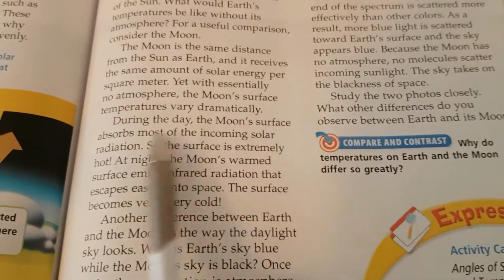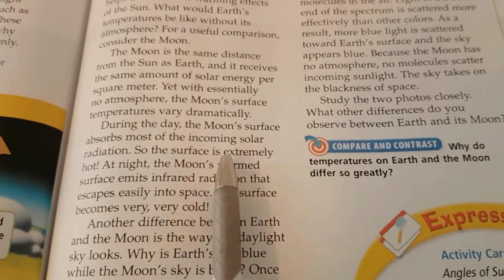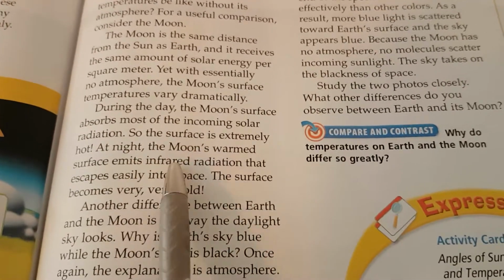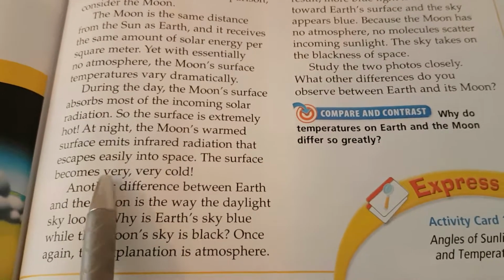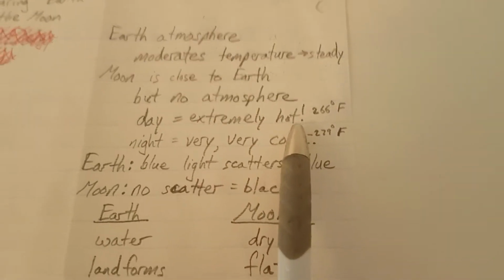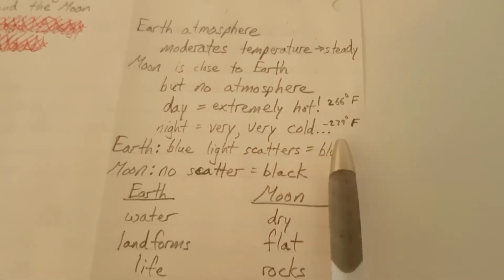During the day, the Moon's surface absorbs most of the incoming solar radiation, so the surface is extremely hot. At night, the Moon's warmed surface emits infrared radiation that escapes easily into space. The surface becomes very, very cold. So, day equals extremely hot, exclamation point. Night equals very, very cold.